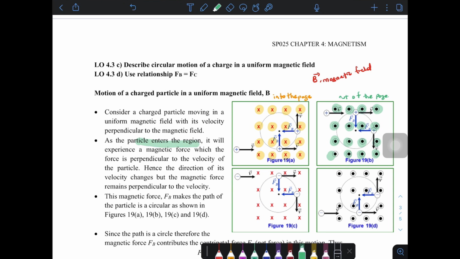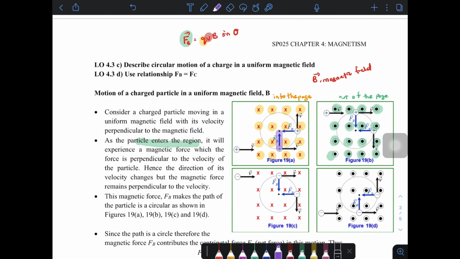As this charge enters the region, it will experience magnetic force. So macam kita belajar in the previous before, FB equals to QVB sin theta. So bila ada charge yang bergerak, akan experience magnetic force. Sekarang kita ada satu charge, for example, I have positive charge dan dia bergerak. So sebab tu dia ada velocity, masuk ke dalam this region, dia akan experience magnetic force, FB.